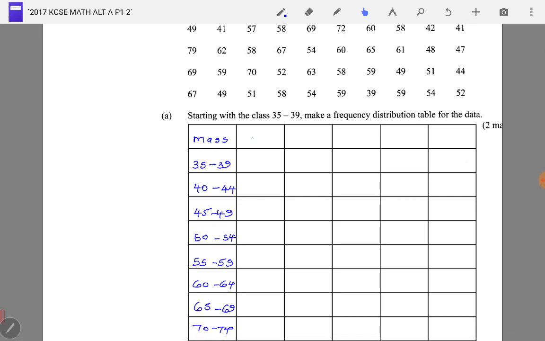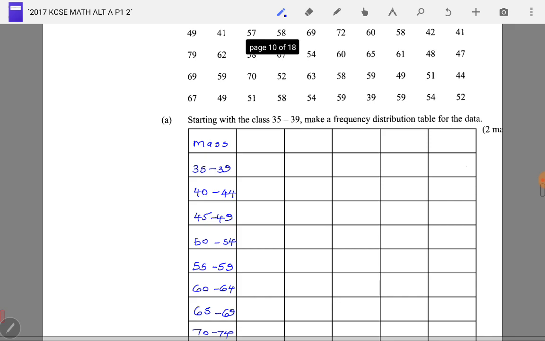After getting the mass, we can get the frequency. Frequency measures the number of times an item occurs. So in this case, if we have 35 to 39, we will count all the items that fall within that class of 35 to 39. Then that becomes the frequency of that class. Let's start with the lowest class, 35 to 39. From the scatter array, we have only two values fitting that range. So we write frequency as 2.